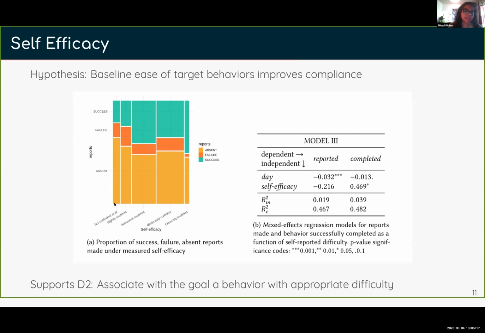As we expected, when someone is not confident at all, they're not really doing the behaviors, and the success rates are really low. But when they're extremely confident, they're doing those behaviors more. So our Desiderata 2 was that the coach has to associate a goal behavior with appropriate difficulty. And if you titrate it right, you have people doing that behavior more. So that supported our hypotheses.